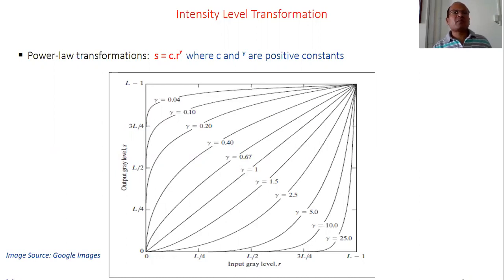So the first relation is the power law, that is S equal to C R to the power gamma, where C is a constant, R is the input pixel value or intensity value, and gamma may be any constant. If it is a power law, gamma may be more than 1, and S is the output intensity value. Accordingly, the intensity values will be changed.